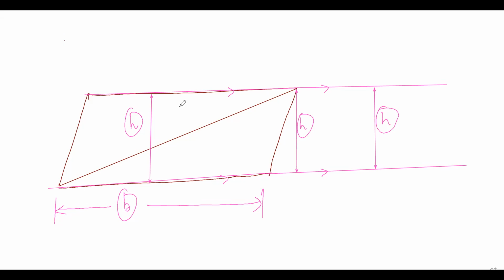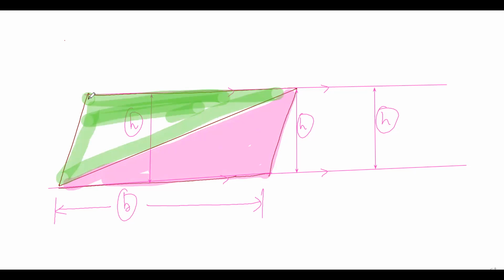Basically what I'm trying to reason out is that this parallelogram consists of two triangles which are equal. So this is the first triangle, and then we have another triangle like this. Do you agree to this?